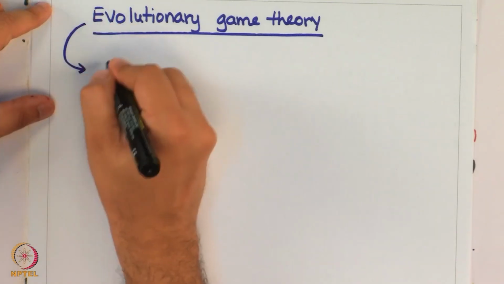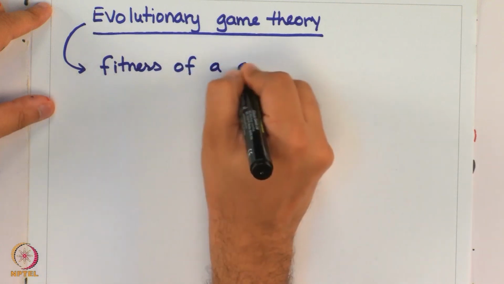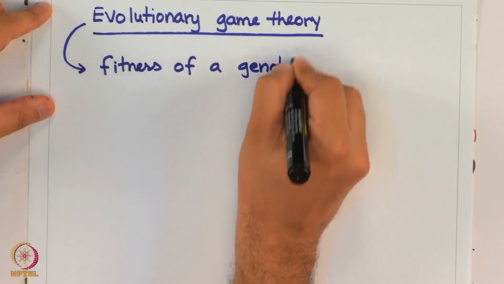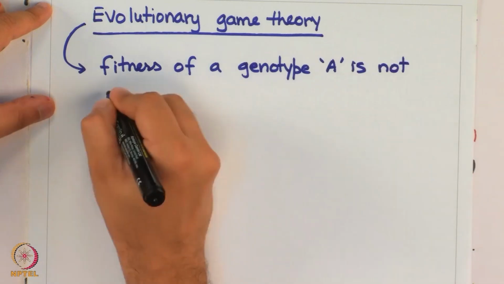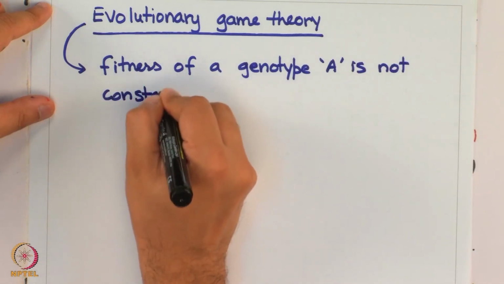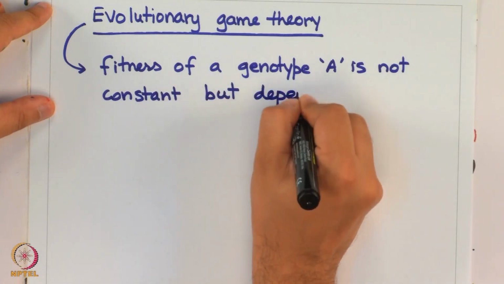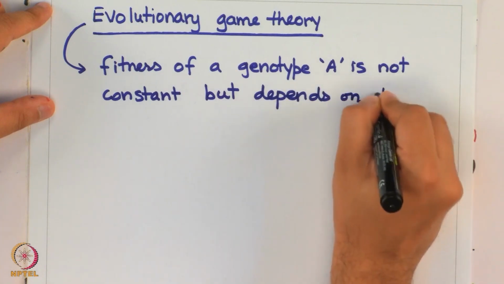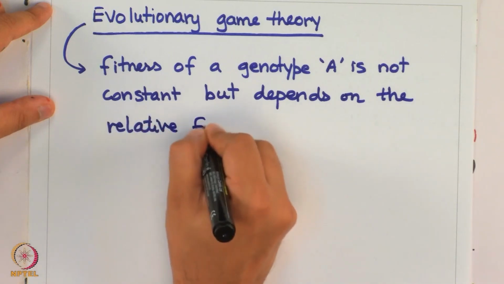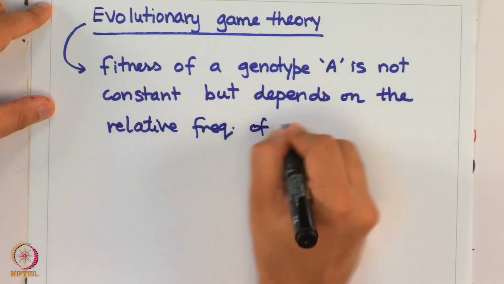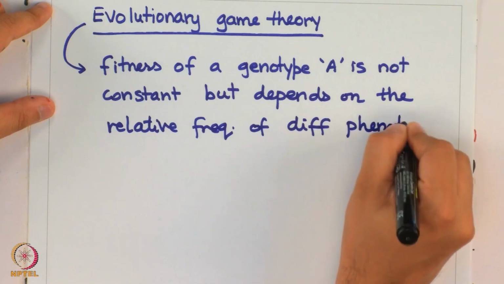And the premise behind this is that the fitness of a genotype, let us say A, is not constant but depends on the relative frequencies of the different phenotypes that are present in the environment.